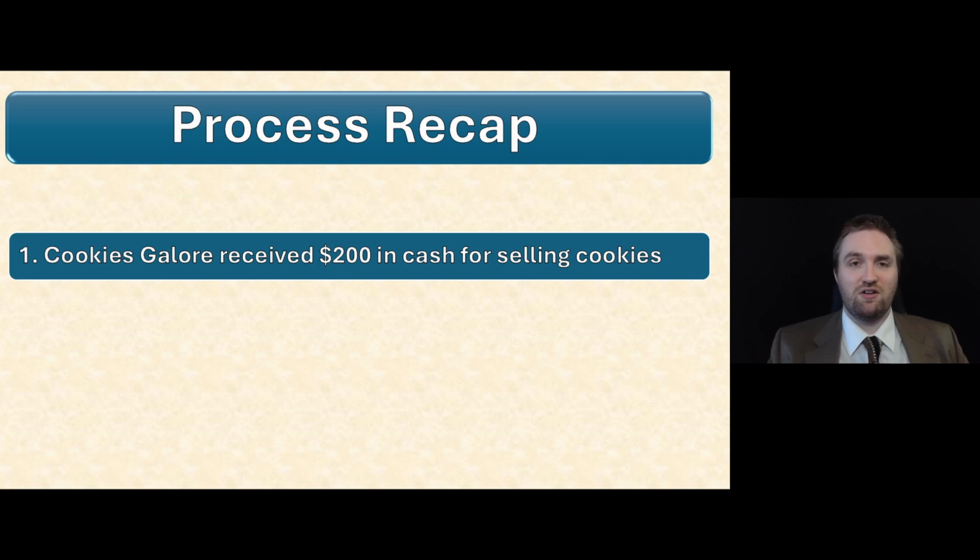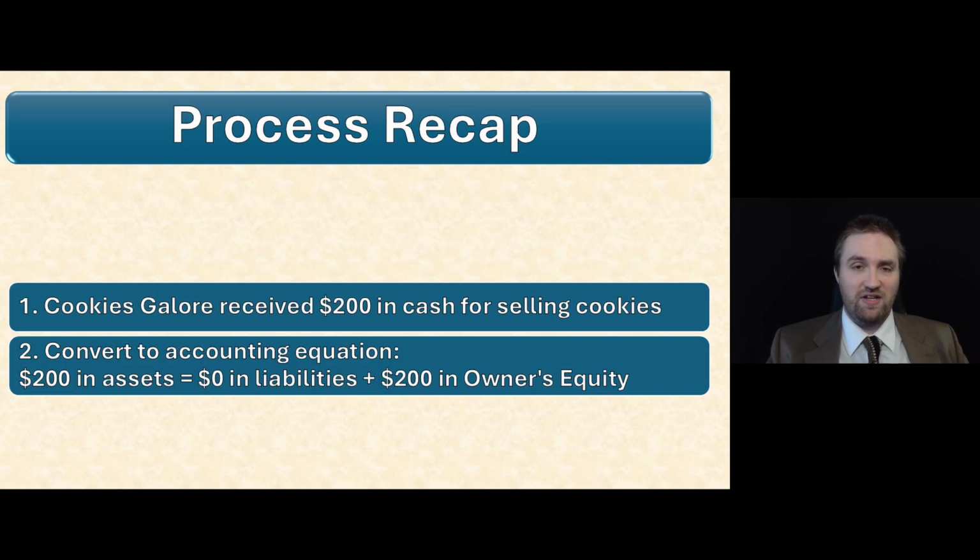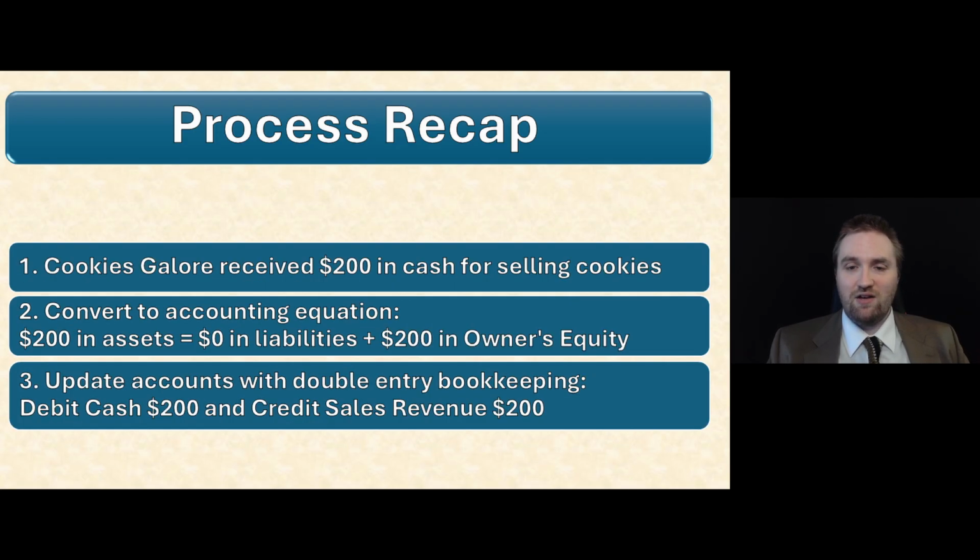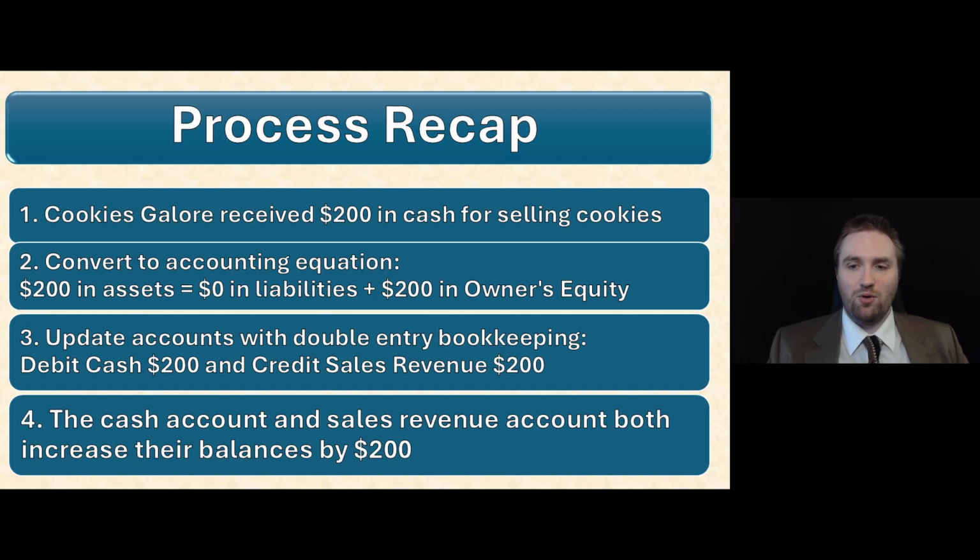For now, let's review the process and how we got here. So, Cookies Galore received $200 in cash for selling cookies. Then we converted that to the accounting equation. $200 in assets equals $0 in liabilities plus $200 in owner's equity. And then we updated the accounts using double entry bookkeeping. Debit cash, $200, credit sales revenue, $200. The cash account and sales revenue account both increased their balances by $200. And the transaction, at least at this stage, is complete.